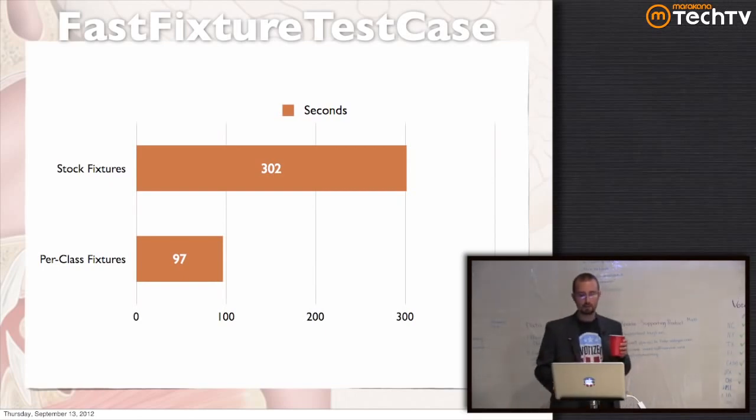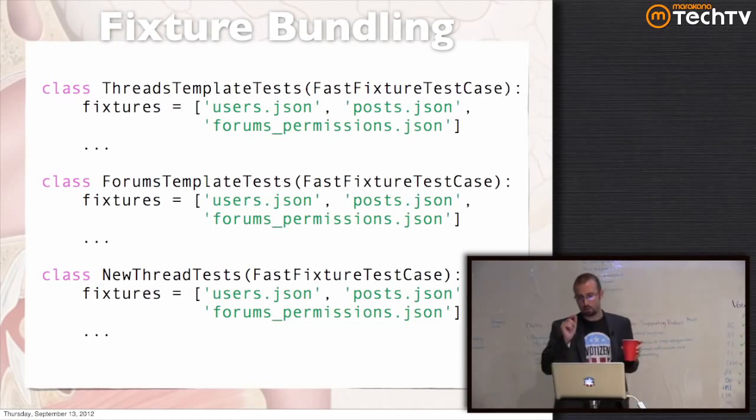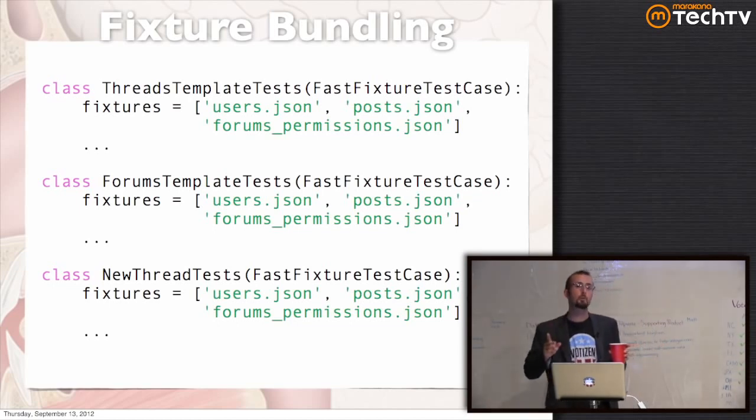You just have to subclass the fast fixture test case instead of test case. Oh, and there's one little caveat there: if you have post-save handlers, you can't do that. But that's something that could be solved in welcome patches.